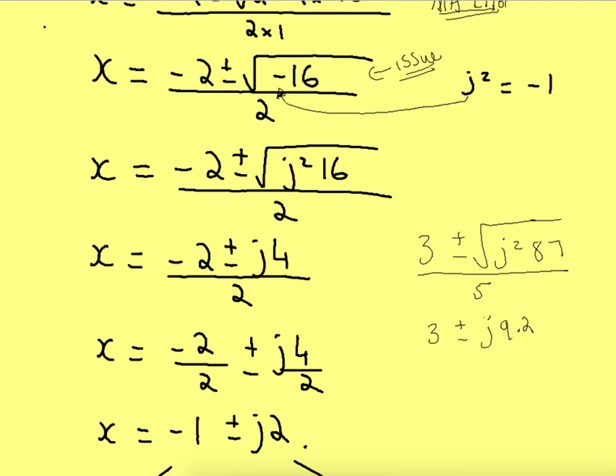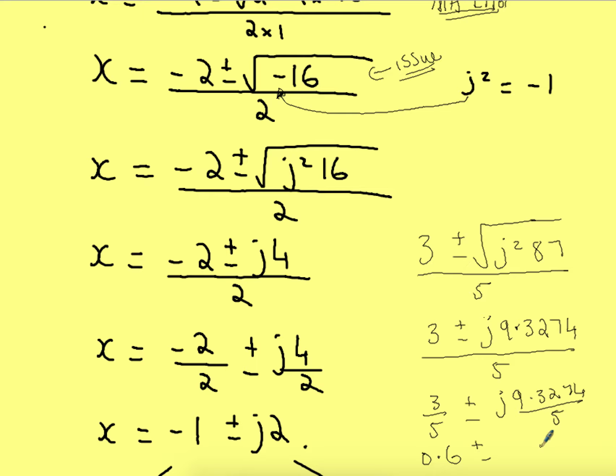So I would write 9.3274 over 5. And then I just split the two bits. So I would do 3 over 5 plus or minus j 9.3274 over 5. And then just divide them in my calculator. So that would be 0.6 plus or minus j 1.865.